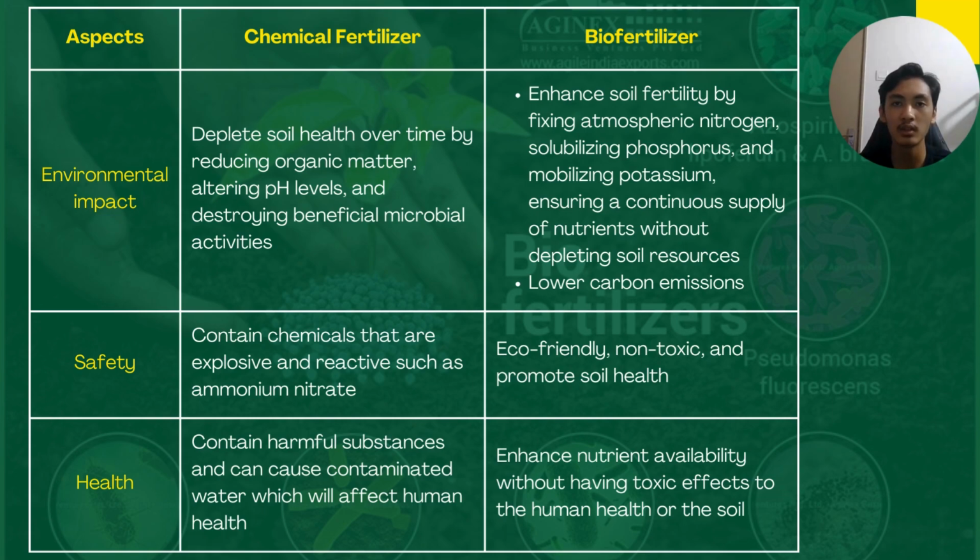There are three aspects: environmental impact, safety, and health. For environmental impact, chemical fertilizer is effective for rapid nutrient supply, but it will deplete soil health over time by reducing organic matter, altering pH levels, and destroying beneficial microbial activities, which leads to long-term soil degradation.